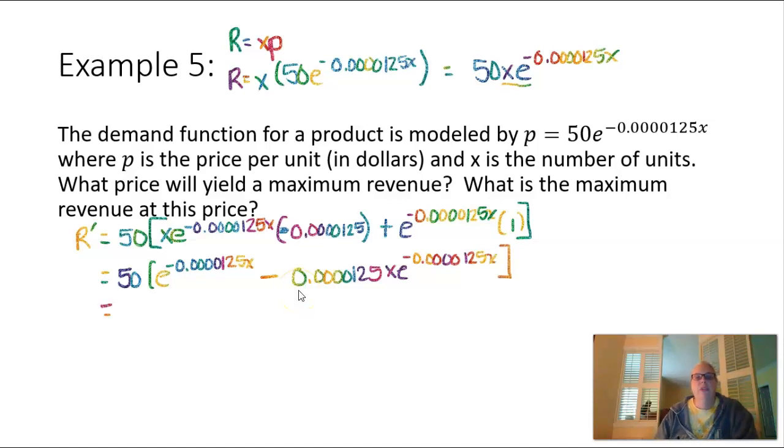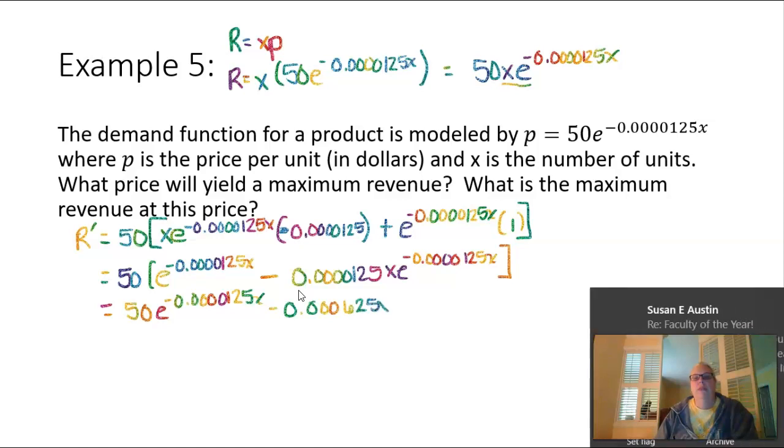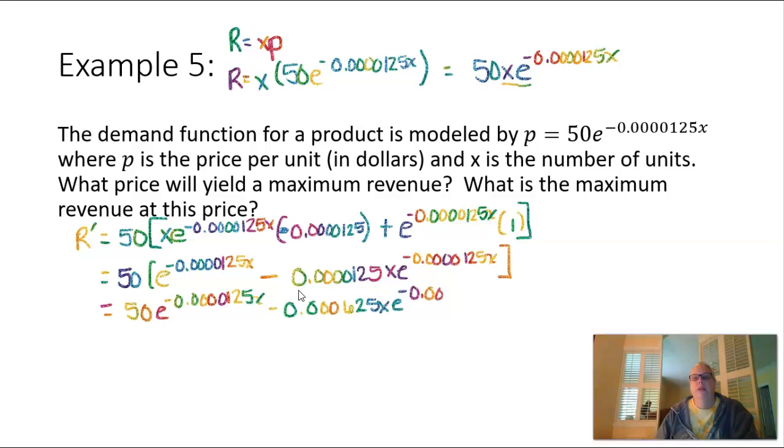Okay, finally, if we distribute that 50 inside, we'll have 50 e to the negative 0.0000125x minus 0.0000625x e to the negative 0.0000125x. Okay. Now, if we want to find our critical points, we're going to need to take that first derivative and set it equal to 0.